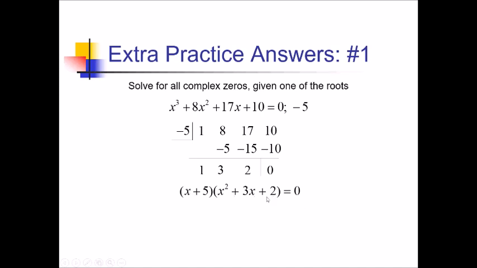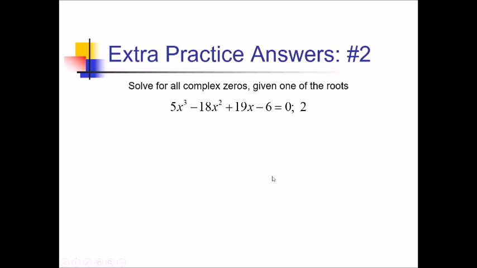Now this quadratic can actually be factored a little further. Numbers that multiply to 2 and add up to 3, that would be 1 and 2. So I've still got my x plus 5, but I can also factor this quadratic now into x plus 1 and x plus 2. Going through and zeroing out each of these factors now, we've got x equals -5, -1, and -2.